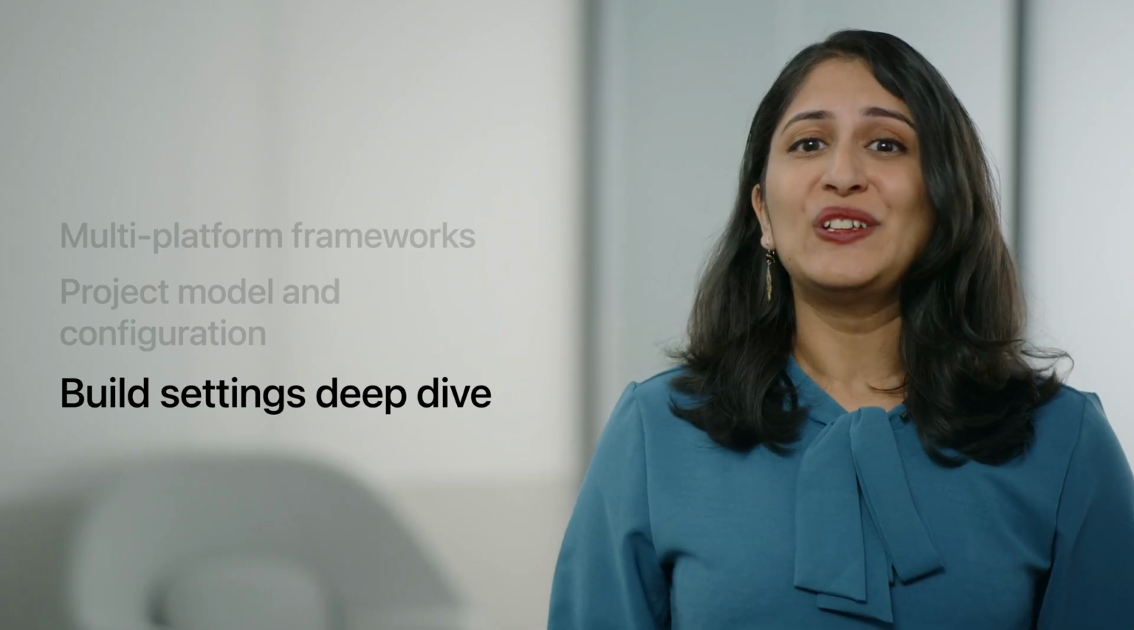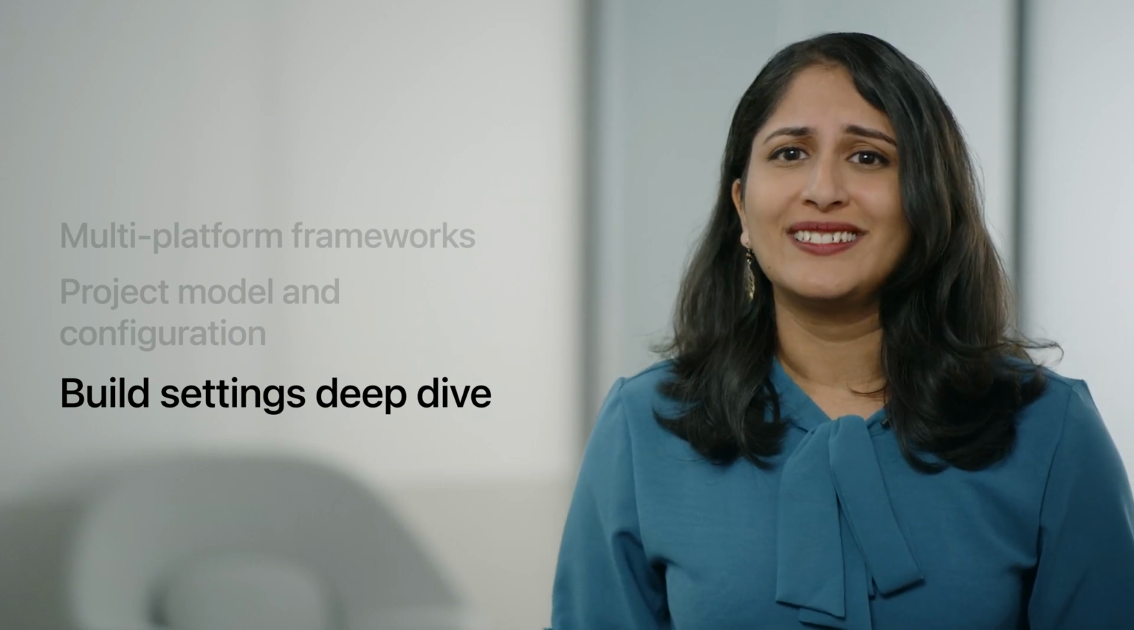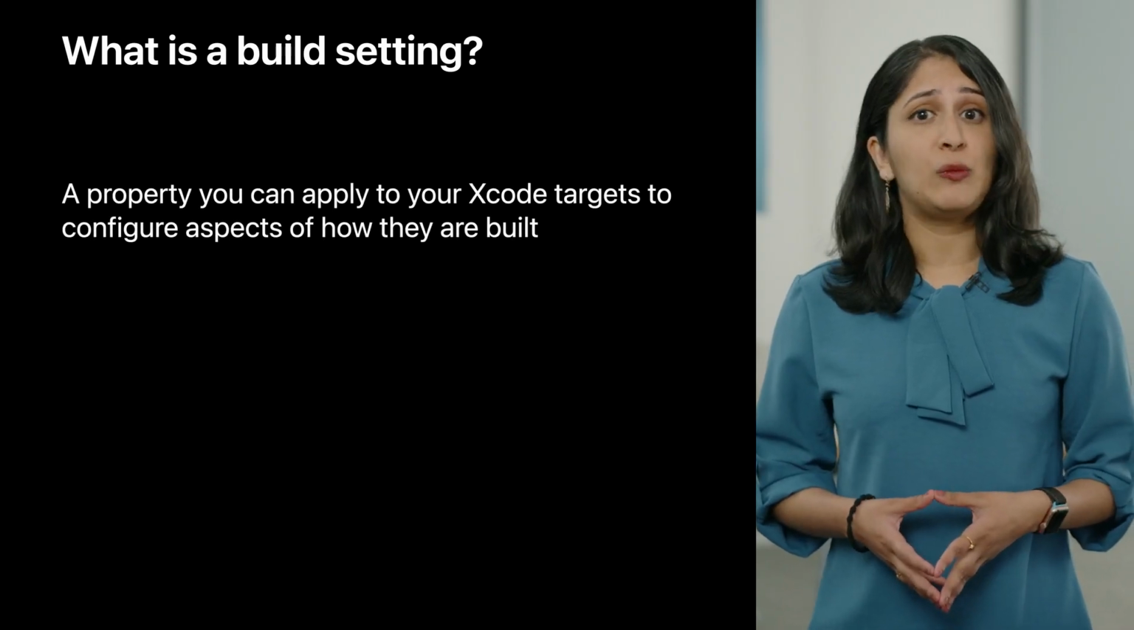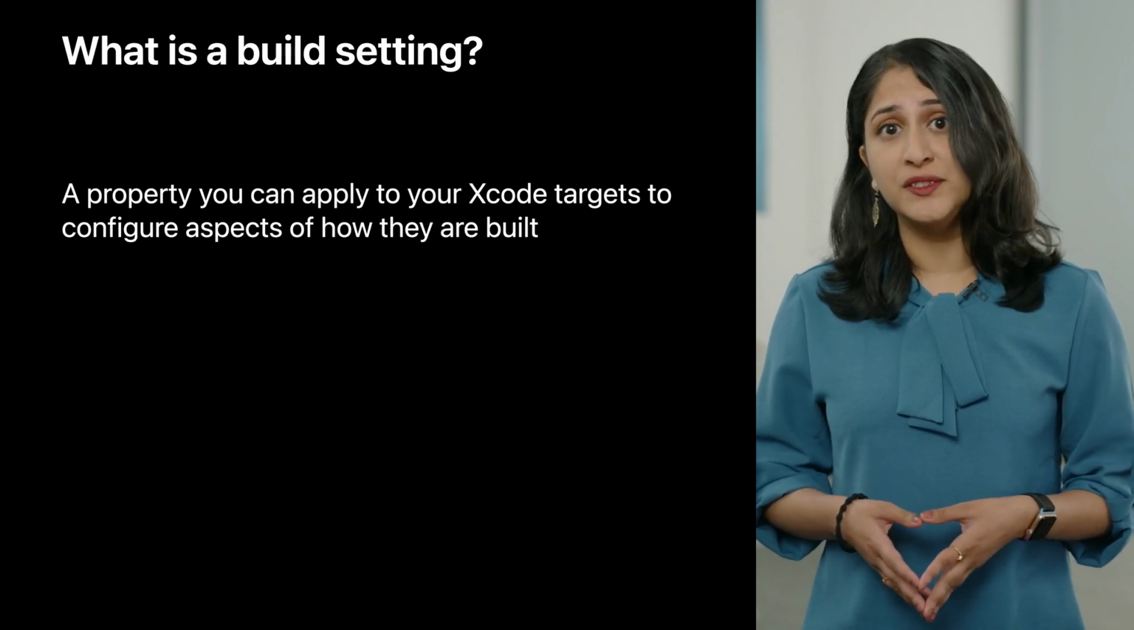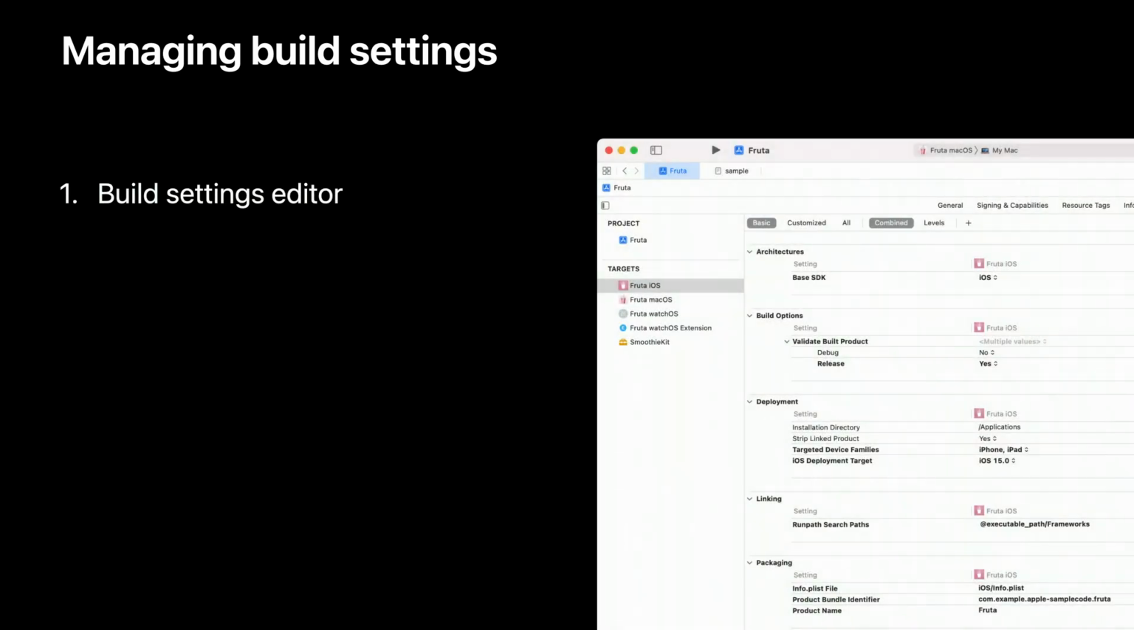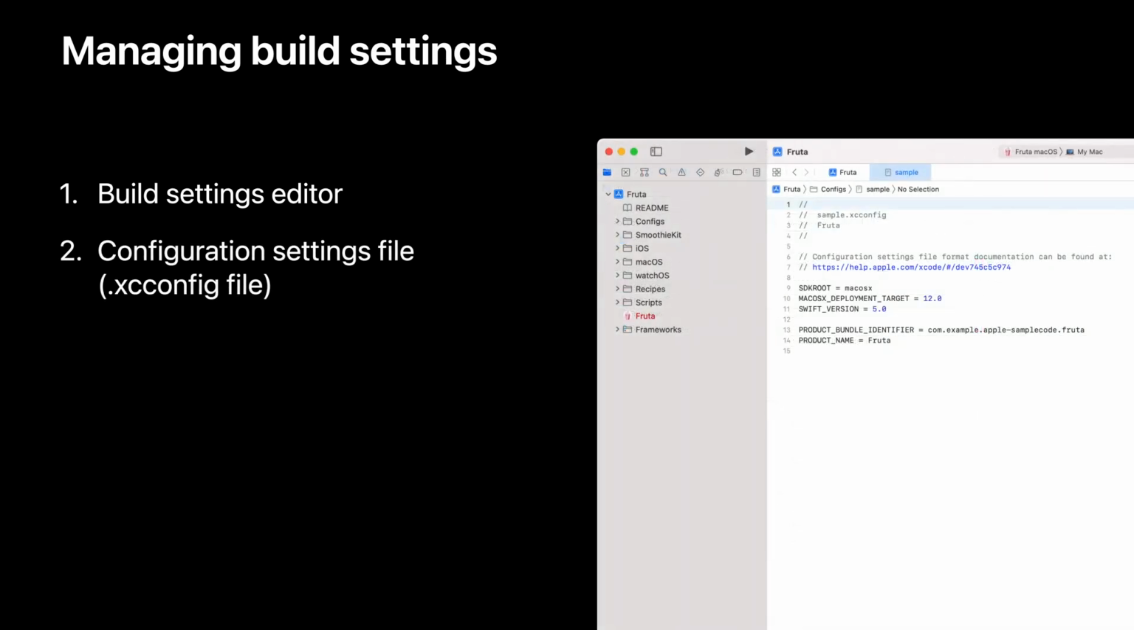Thank you, Jake. So what is a build setting? It is a property you can apply to Xcode targets to configure aspects of how they are built. Xcode provides two main mechanisms for configuring build settings. The first is through the build settings editor, and the second is through a configuration settings file or a .xcconfig file. Let's start by seeing how the build settings editor can be used to manage the settings within our project.